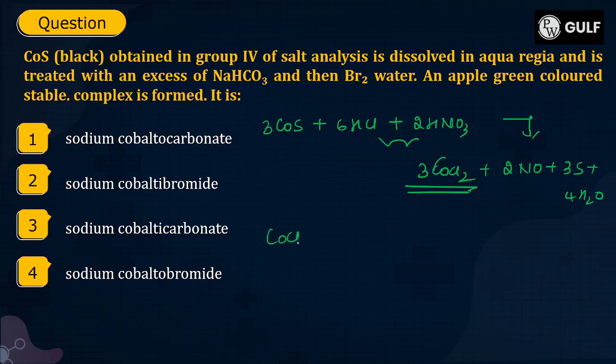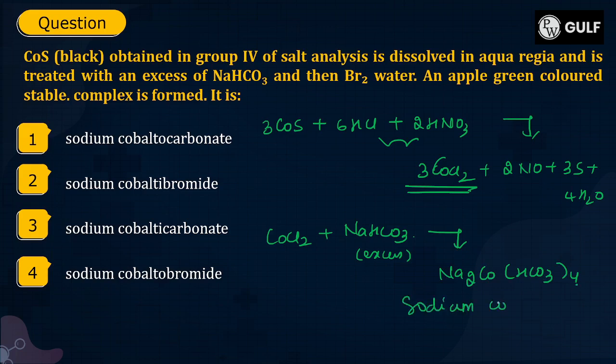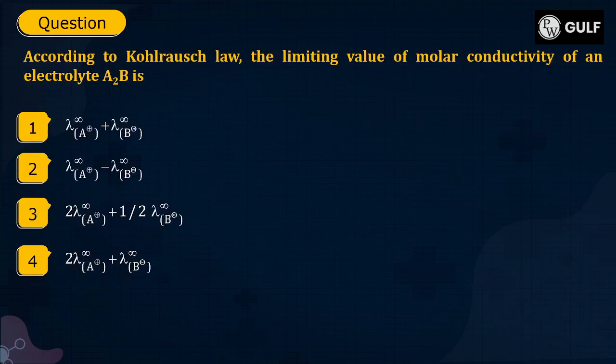Now this cobalt chloride reacts with NaHCO3, sodium bicarbonate, in excess, beta, to give rise to Na2[Co(CO3)4], taken 4 times. This is nothing but sodium cobalticarbonate, and this is what is formed. Thereby option 3 is there. Moving on to the next question.